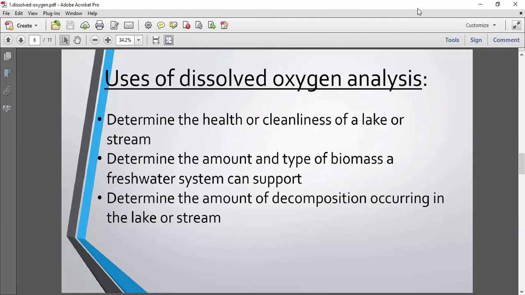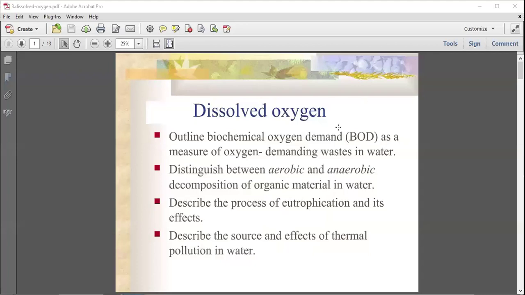Let's see the next PDF, this part. One of the analyses, right? Dissolved oxygen. Some of the outlines are there. Outline biochemical oxygen demand, BOD, as a measure of oxygen demanding wastes in water.